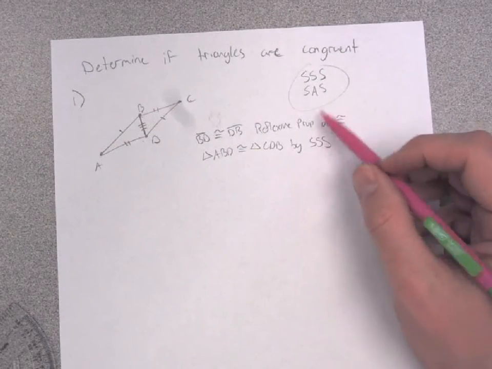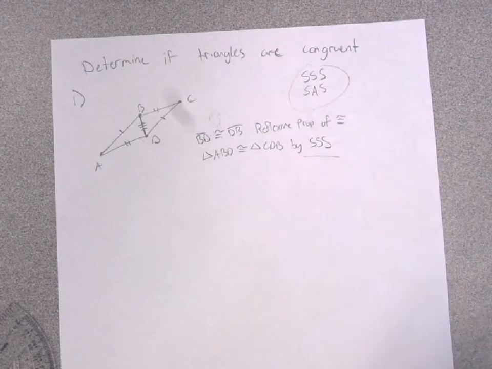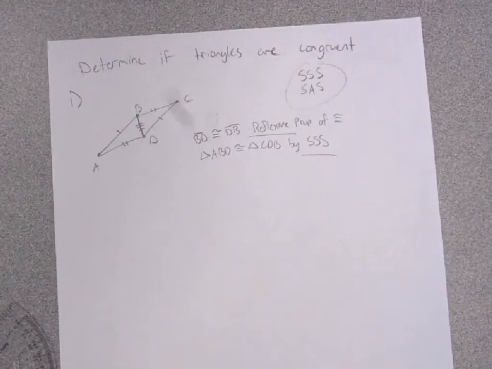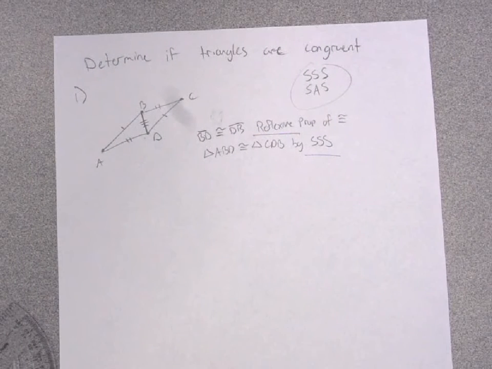I want you to tell me if the triangles are congruent, and I want you to tell me what postulate you're using. So they are congruent, it's by SSS, but there's another piece of information here. I also want you to tell me, what are you inferring? What inferences are you using from other facts that you already know?